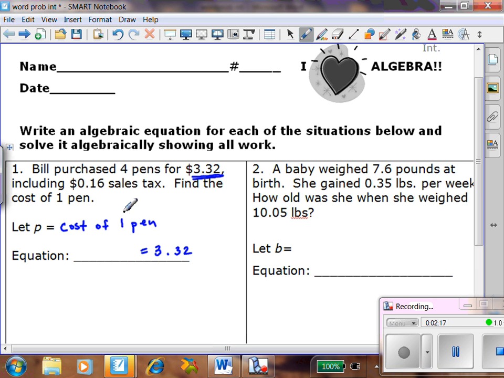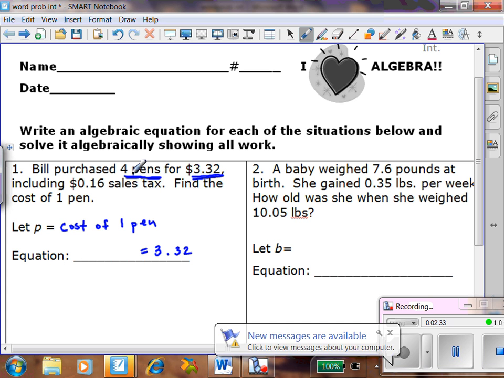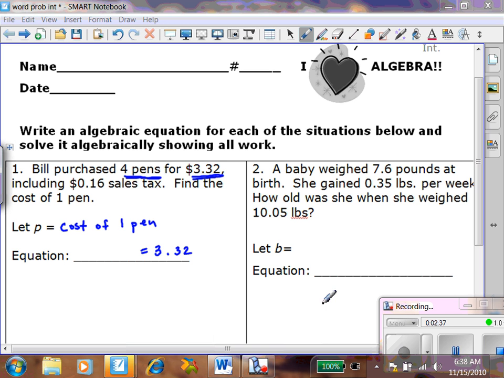Okay, then the next part is he paid for 4 pens, and we're assuming that all these pens are exactly the same, which means they all cost the same amount. So if I know that P is the cost of 1 pen, then if I wanted to figure out how much 4 pens cost, I would take 4 times the cost of 1 pen. So in this case, I would say 4 times P. That's going to be the cost of 4 pens.